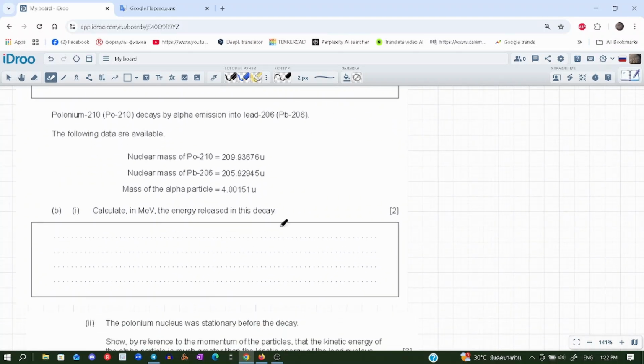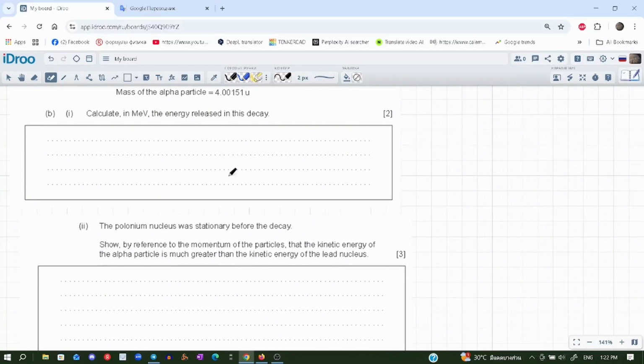Okay, polonium-210 decays by alpha emission into lead-206. The following data are available: nuclear mass of polonium, nuclear mass of lead, mass of the alpha particle. Calculate in mega electron volts the energy released in this decay. Okay, so polonium-210 decays into lead-206, and we have an alpha particle.